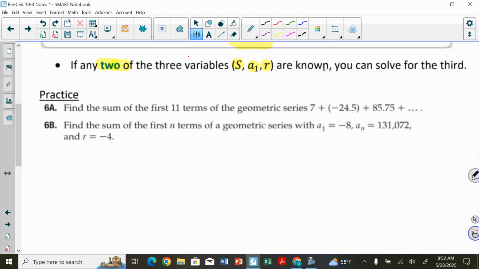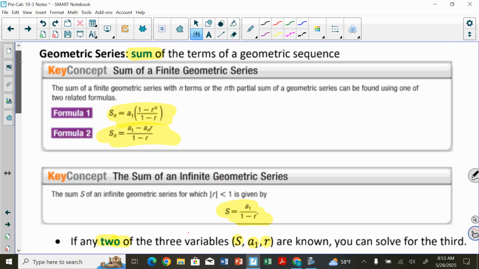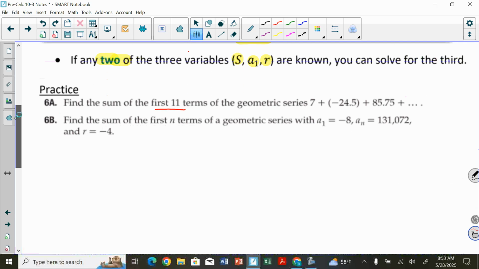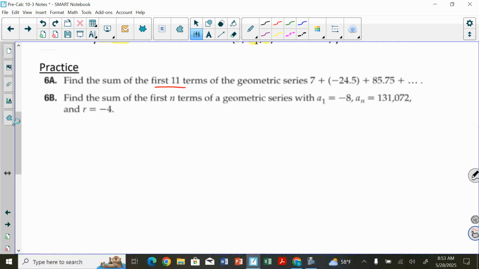So 6a, find the sum of the first 11 terms of this geometric series here, and it kind of goes on and on. All right, so they want the first 11 terms, so they give us a finite version because they give us 11. So we're going to use one of those first two formulas up here because it's not infinite, because they say the first 11 terms. When I think about this, I need my a1. a1 is equal to 7.